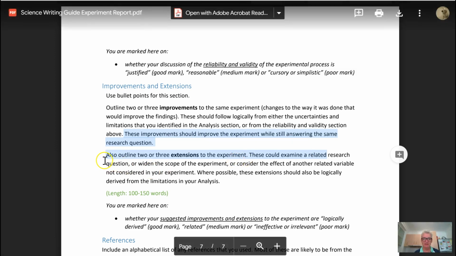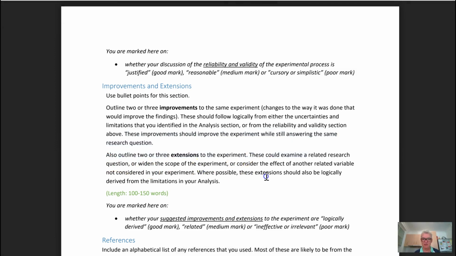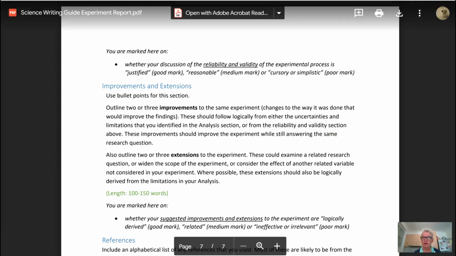Plus, you also need to outline 2 or 3 extensions to the experiment. It could be related to this research question. It could widen the scope of the experiment, make it more detailed. Can consider the effect of another variable not considered in your experiment. You might decide to compare another type of forest. There's dry sclerophyll there, obviously we did. There's melaleuca we did, but there's also some casuarina forest only 150 metres away from there. Maybe you want to include another environment, and why would you want to do that? How could it help you? Yeah.